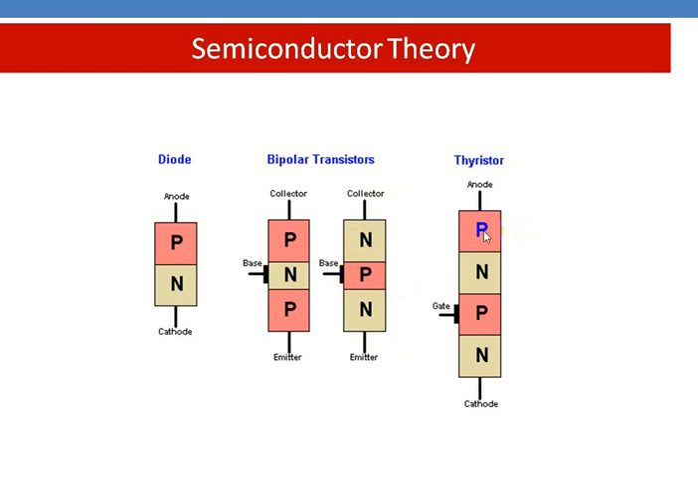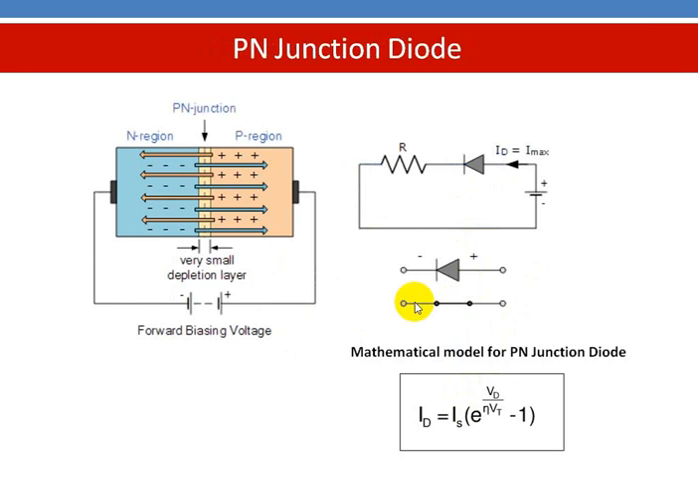Thyristors. With 4 layers, 2 P and 2 N layers, we can form a thyristor. So P, N, P, N layers are combined like this to form a thyristor. From the P layer, the anode terminal is taken, from the N layer, the cathode terminal is taken, and from the P layer which is common, which is near to the N layer, the gate terminal is taken.